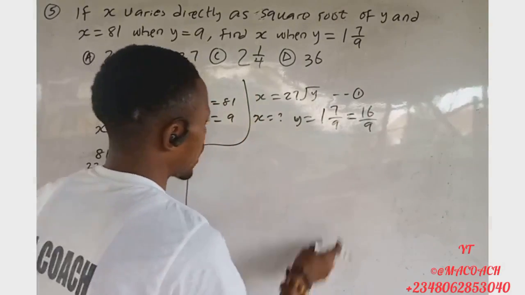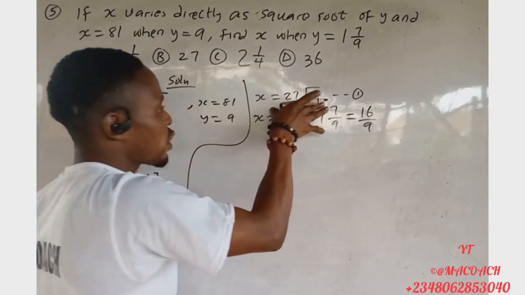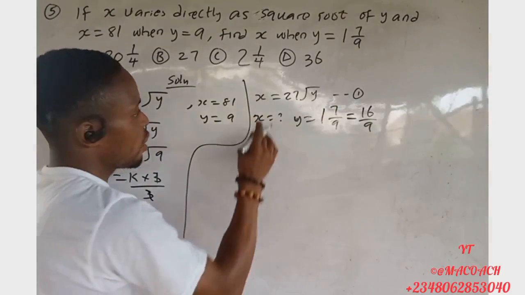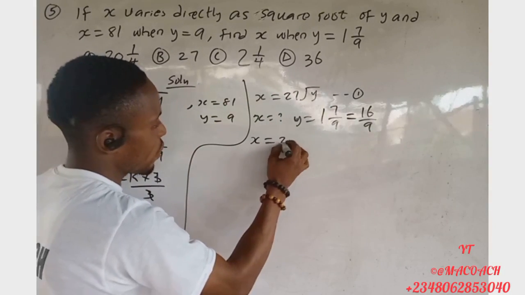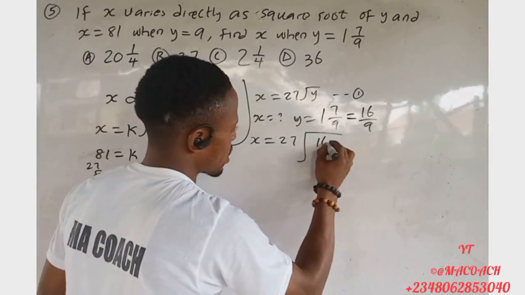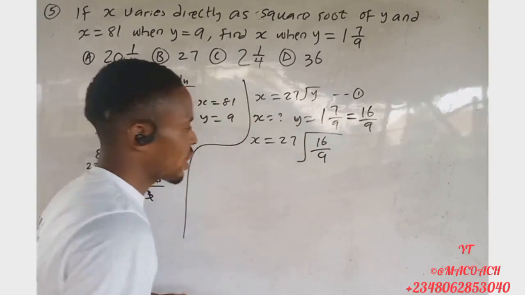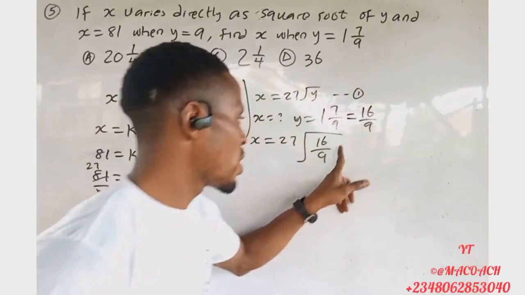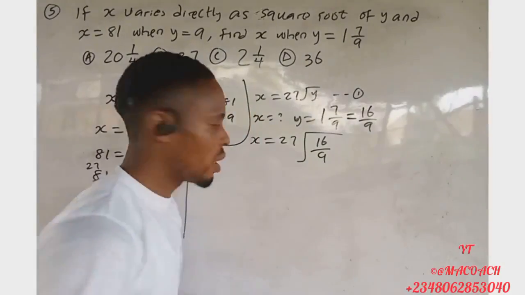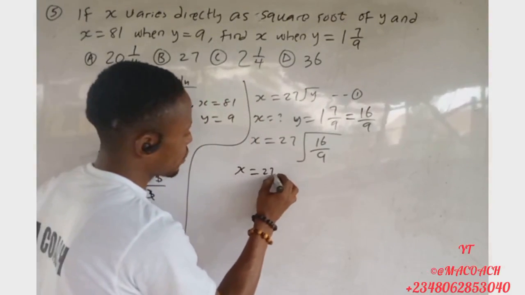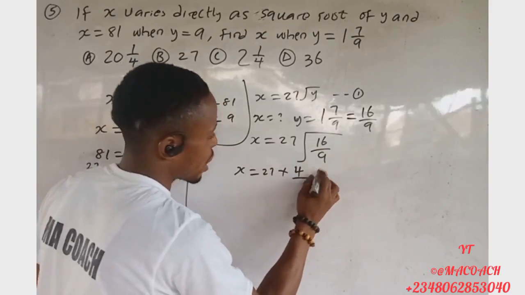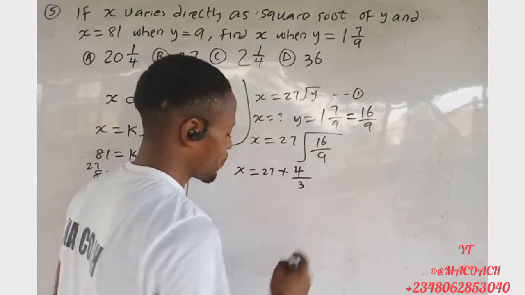Okay? So now to get our value of s, let's put this into equation 1. Our y is equal to 16 over 9. For equation 1, we have s equal to 27 times the square root of 16 over 9. Okay now, so let's find the square root of 16 and the square root of 9. The square root of 16 is 4, right? And the square root of 9 is 3. So now, therefore, we have s equal to 27 multiplied by 4 divided by 3.